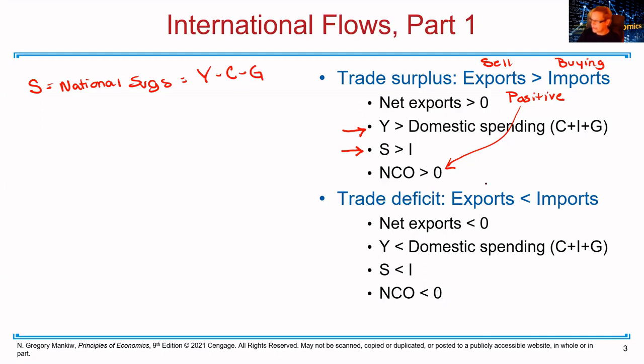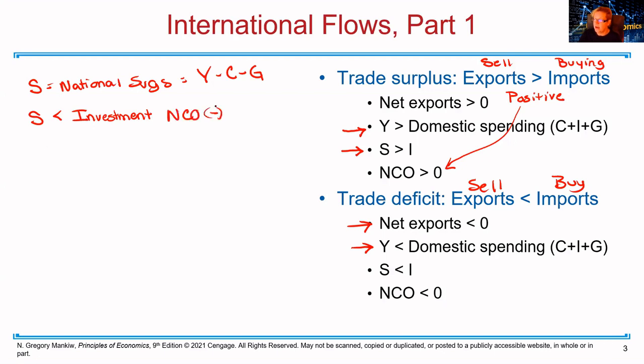In the United States, we buy more than we sell to other countries. So net exports will be negative because we're buying more than we're selling. What this means is that domestic spending is greater than GDP. It also means that investment is greater than national savings. So investment is greater than savings. Okay, which also means that net capital outflow is negative.